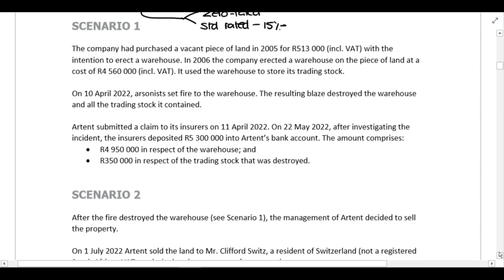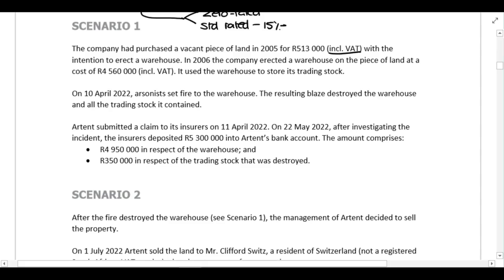Scenario 1. The company had purchased a vacant piece of land in 2005 for 513,000 rands, including VAT, with the intention to erect a warehouse. So there's a piece of land, they buy it because they want to build a warehouse on it. VAT was in the price. Could they claim it? Yes. Presumably everything's the same as it is now. They would have been able to claim it.